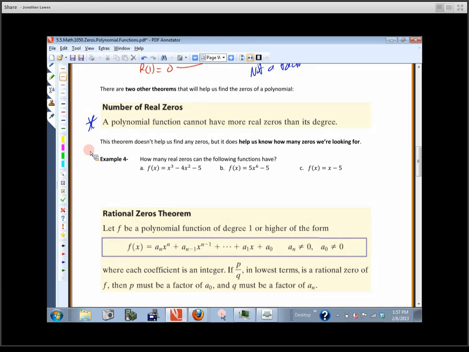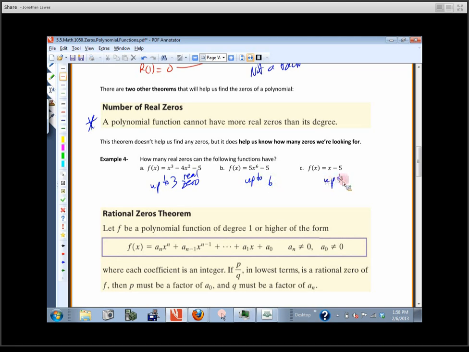So, how many real zeros can this have? 3. Okay. Can't have more real zeros than its degree. So this is degree 3. So up to 3 real zeros. Now, it doesn't say it has to have 3. It just says it can have up to that many. What degree is this? 6. So up to 6 real zeros. And this one?